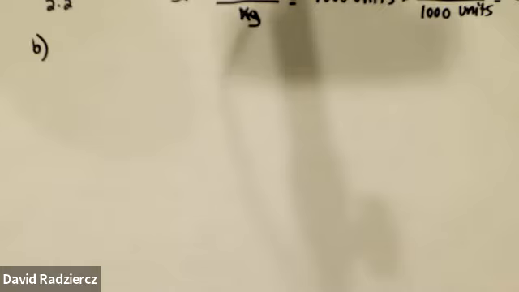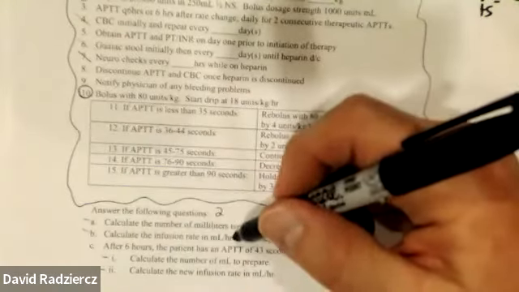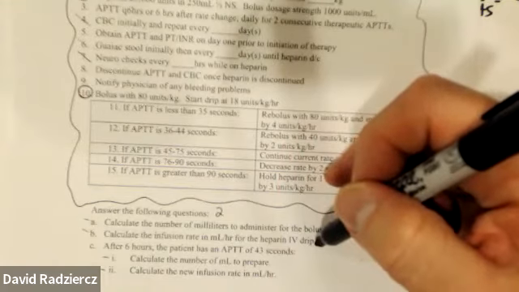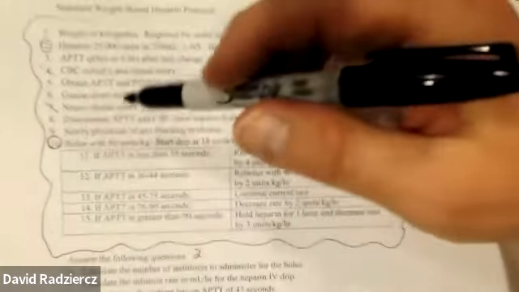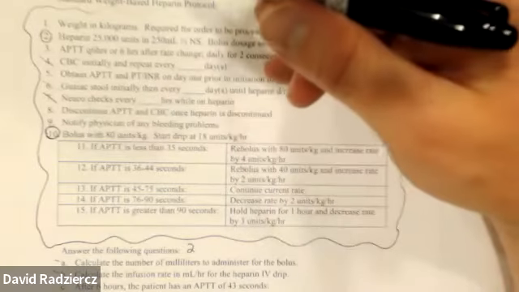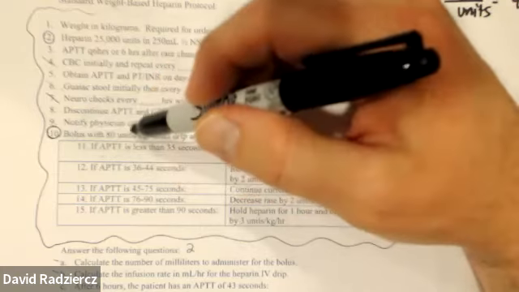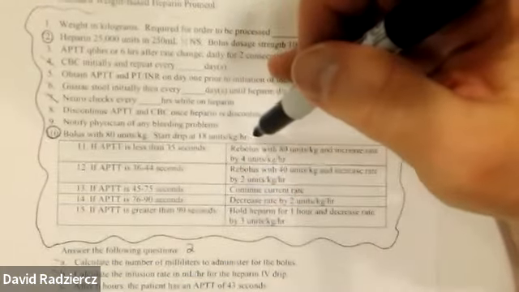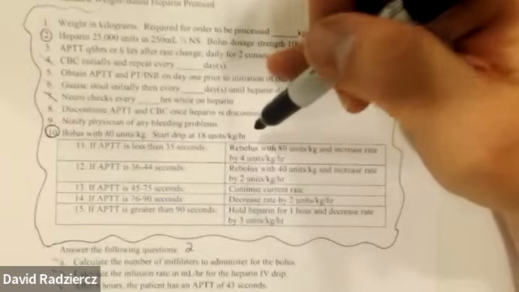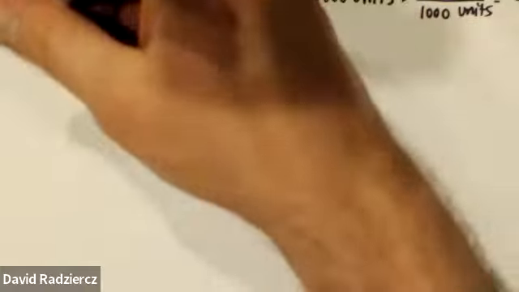So part B says, calculate the infusion rate in milliliters per hour for the heparin IV drip. So what in the world does that mean? Well, if we go back to the original question, which is at the very top of the question, but also step 10, it says the bolus with 80 units per kilogram, then you're going to put them on a drip at 18 units per kilogram per hour. Okay. So I'm going to take that 18 units per kilogram per hour.